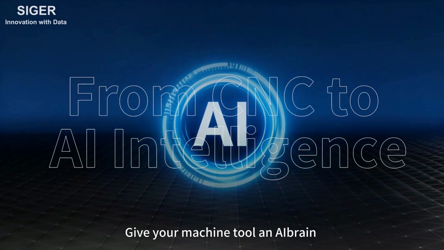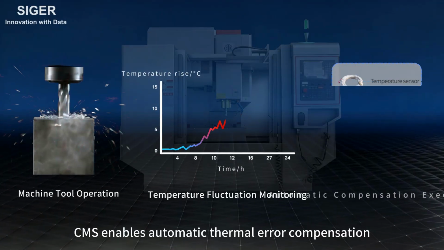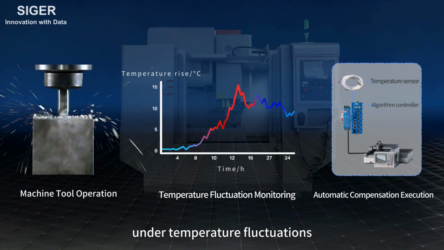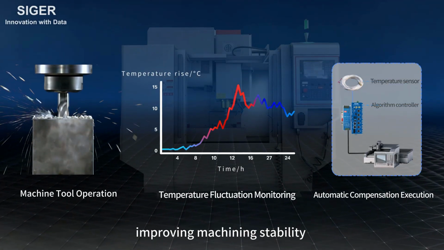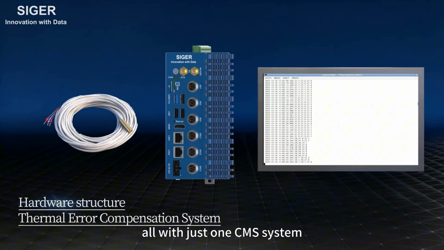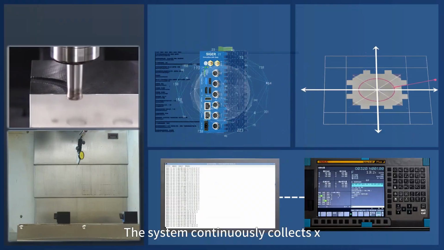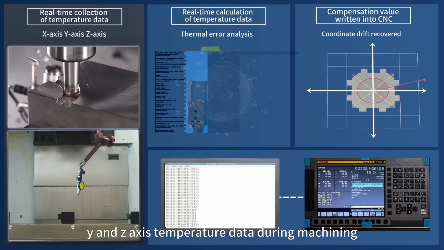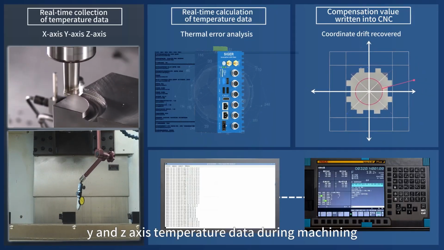Give your machine tool an AI brain. CMS enables automatic thermal error compensation under temperature fluctuations, improving machining stability, all with just one CMS system. The system continuously collects X, Y, and Z-axis temperature data during machining.